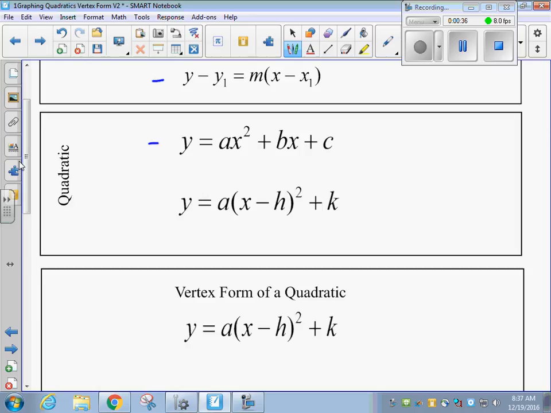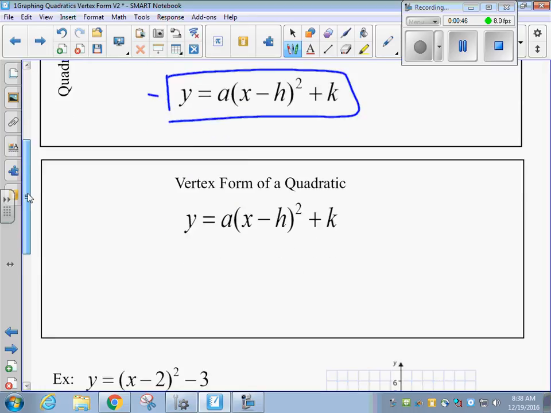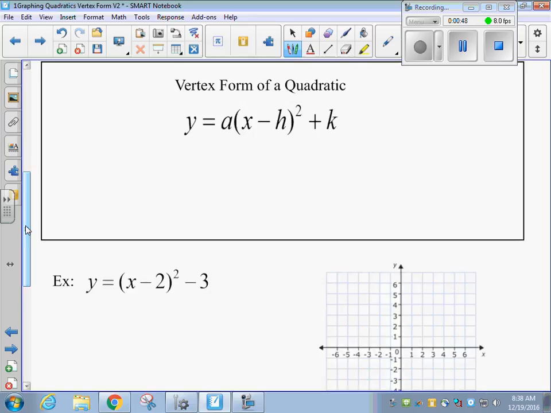We have standard form, and we have vertex form. Now just like linear equations, we have one form that's easier to graph, and that is our vertex form. Okay, so go ahead and pause the video and write down the vertex form of a quadratic. Okay, now that you've got that written down, let's figure out what it means.